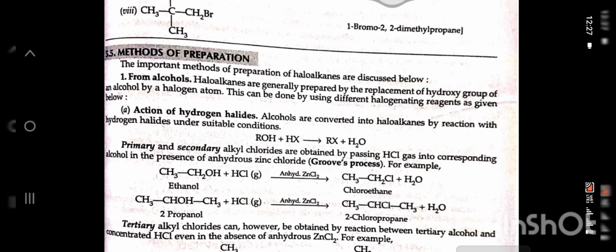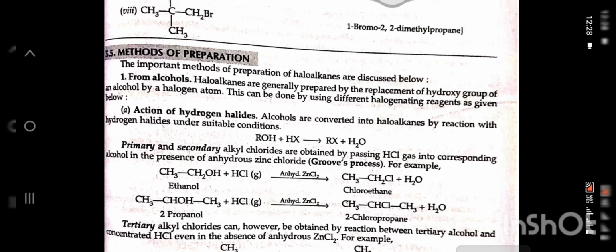Methods of preparation. The important methods of preparation of haloalkanes are discussed below. First, from alcohols. Haloalkanes are generally prepared by the replacement of the hydroxy group of an alcohol by a halogen atom. This can be done by using different halogenating reagents as given below. First, action of hydrogen halides. Alcohols are converted into haloalkanes by reaction with hydrogen halides under suitable conditions, like ROH plus HX gives RX plus H2O.